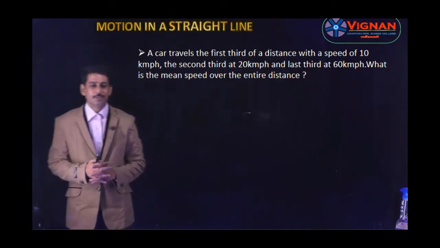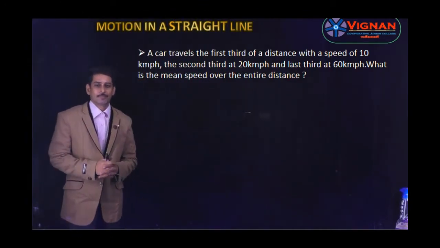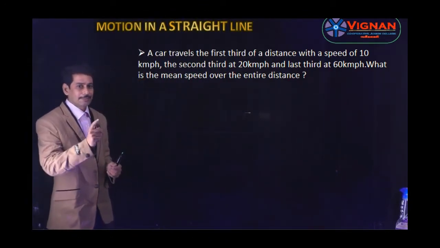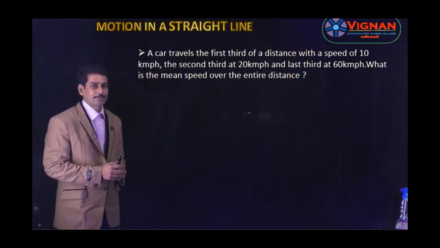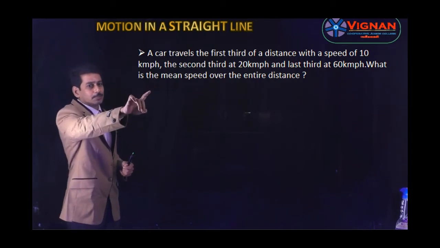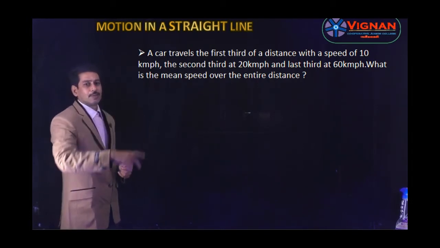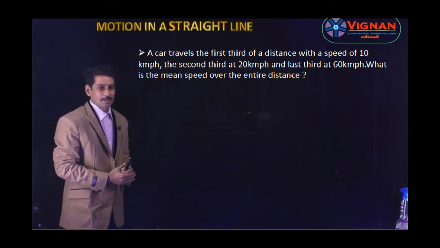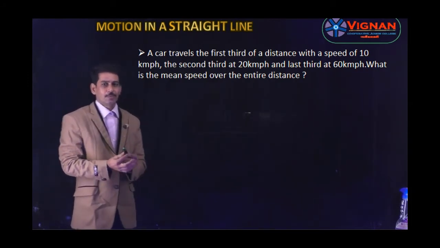Hi students, now let us move to the next problem. See the problem. A car travels 1/3 of the distance with a speed of 10 km per hour, the second third with a speed of 20 km per hour and the last third with a speed of 60 km per hour. What is the average speed over the entire distance? So see here.